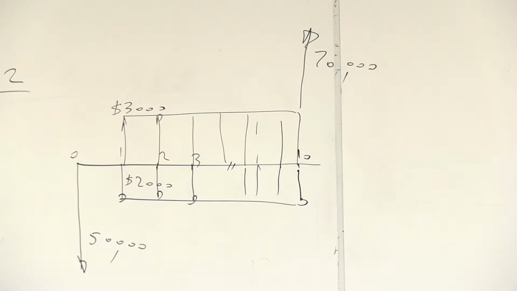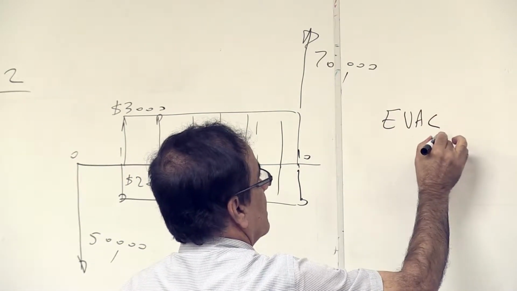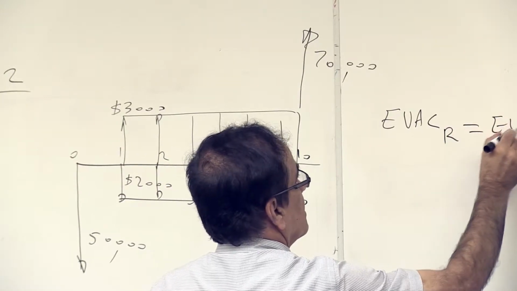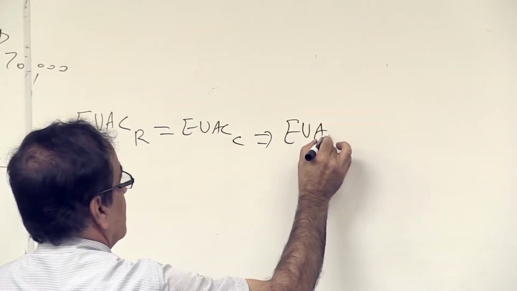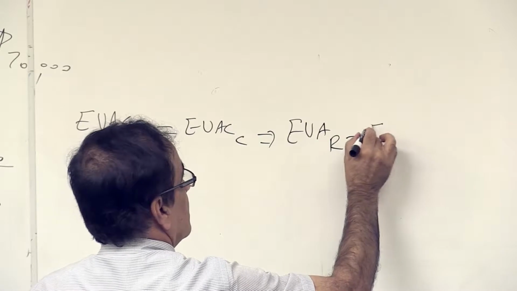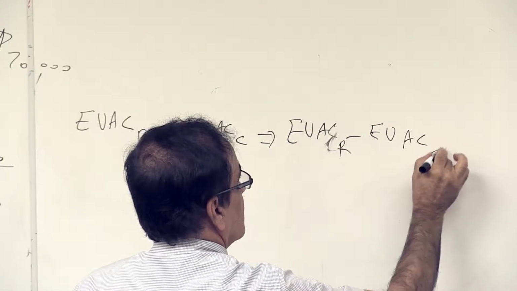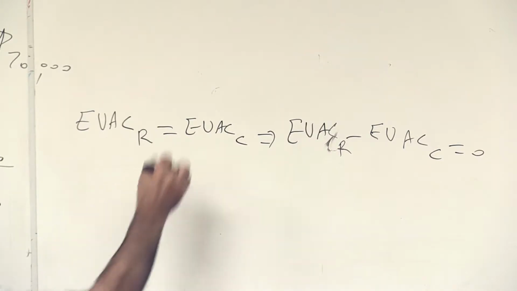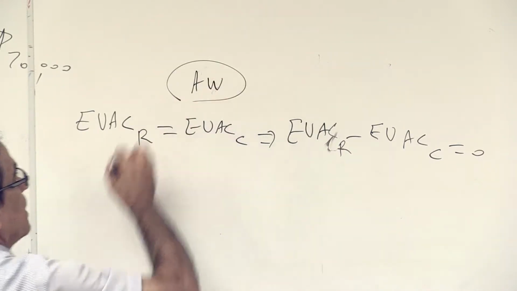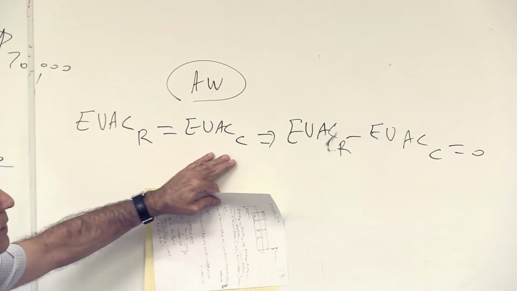So this time, rather than using the present worth method, we're going to use the annual cost method. Basically, we're going to say the EUAC for revenue equals the EUAC for the cost, or the EUAC for revenue minus the EUAC for cost is going to be equal to 0. By the way, in your textbook, rather than EUAC, they call it AW, annual worth value. It's the same thing. I call it equivalent uniform annual cost.